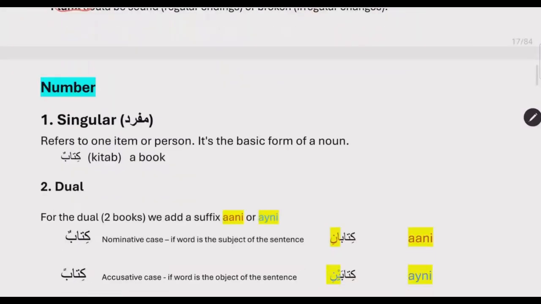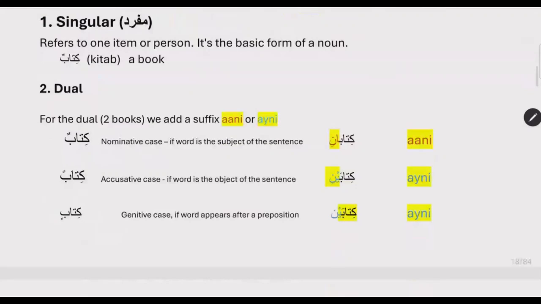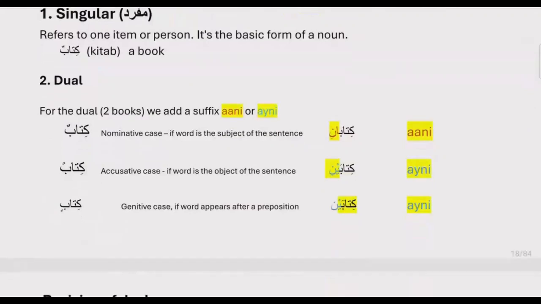All right, then let's start off with the singular. It refers to one item or person. So it's a basic form of the noun, like kitabun is a singular book, one book. Then when we add the suffixes at the end, ani and ayni, we get kitabani or kitabayni. And this gives us the 3 cases that we talked of earlier, right? So this is the subject of a sentence, the object, and here it appears after the preposition or in idafa or whatever the case is. We'll see examples of it just now.